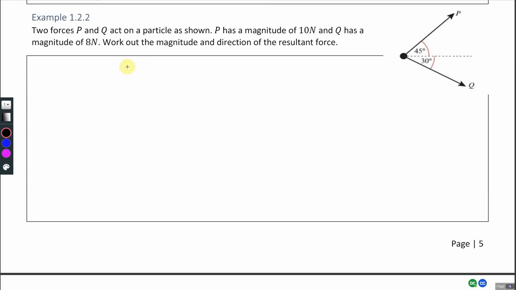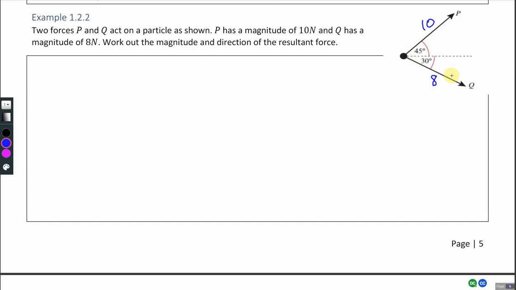Okay, here we have two forces P and Q acting on a particle as shown. P has the magnitude of 10 newtons, Q has a magnitude of 8 newtons. Work out the magnitude and direction of the resultant force. Magnitude means the size, and of course direction means direction, so we want to find out how strong and in what direction is the overall effect of these two forces when you combine them together.